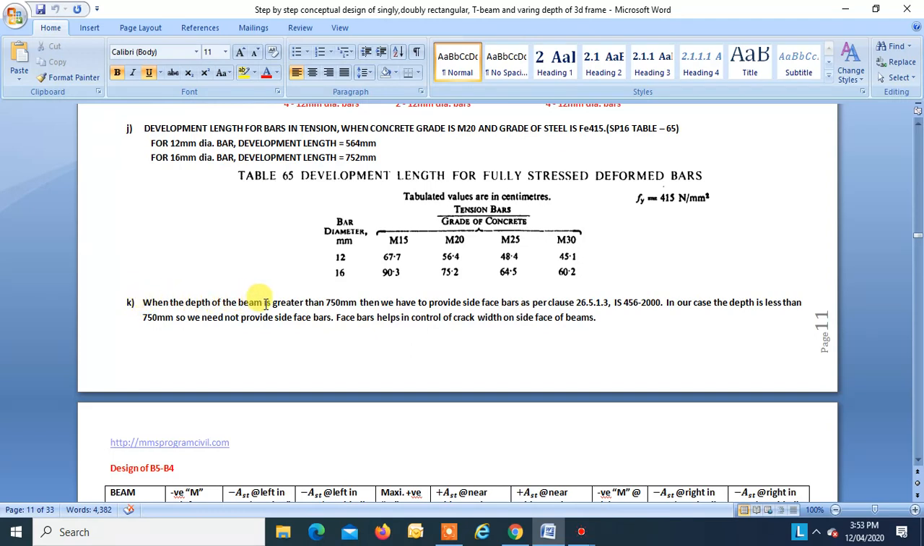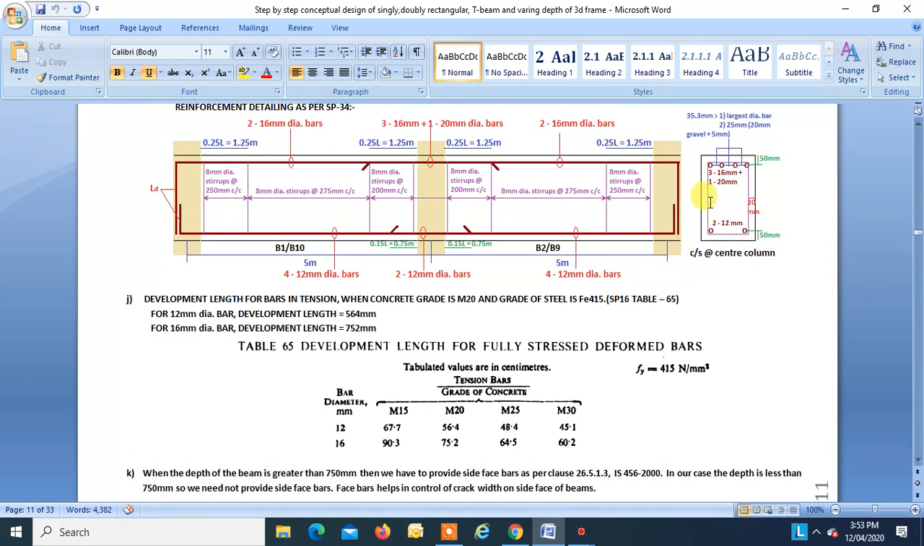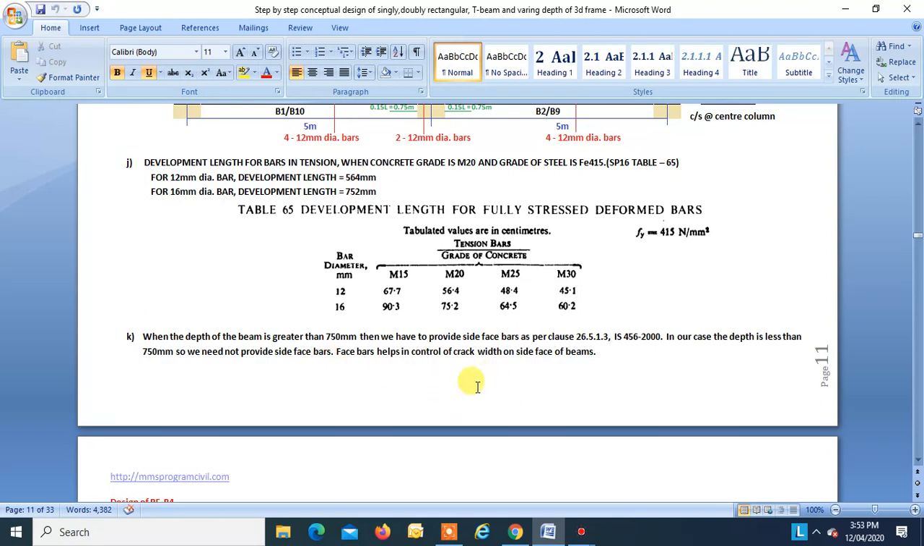Code says when the depth of the beam is greater than 750, then we have to provide side face bars as per clause 26.5.3.1 of IS 456-2000. But in our case, our beam size is 525, which is less than 750. So we don't have to provide the side face bars. These face bars help in control of crack width on the side face of the beams. Okay, so this is how we design the complete design of the considered beams.